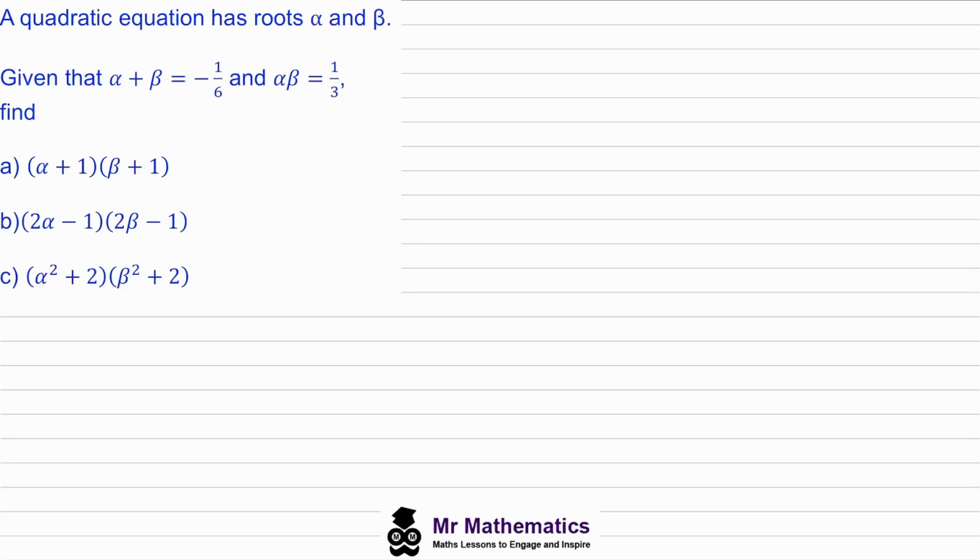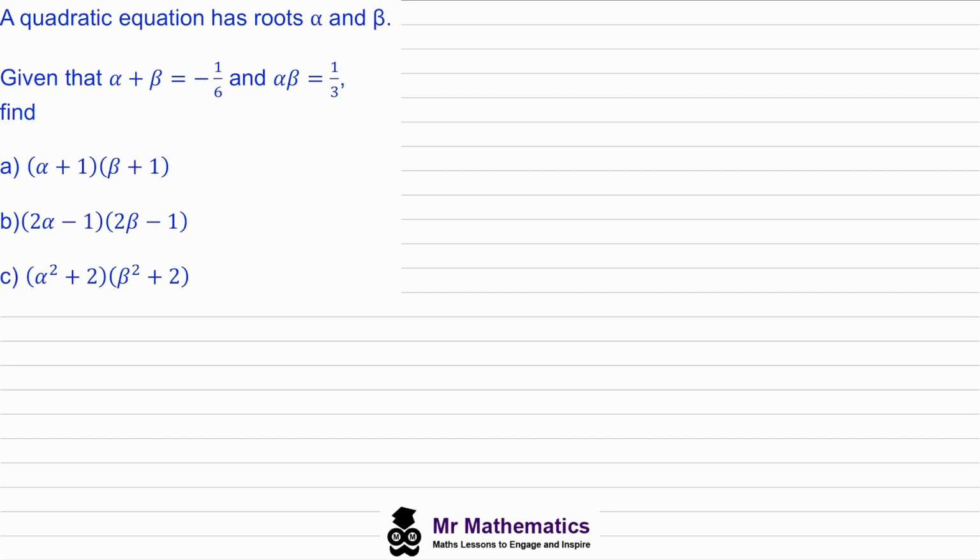Hi everybody. So in this video, we're going to look at evaluating expressions involving the roots of a quadratic equation. We're told that the quadratic equation has roots alpha and beta, and we're given that the sum of these individual roots is -1/6, and that the product of these roots is 1/3. From this, we've been asked to work out the expressions in A, B, and C.